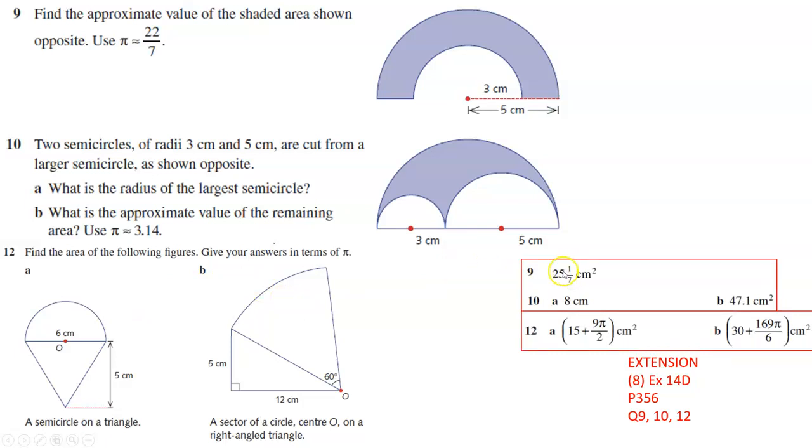The answer to question 9 won't be exactly that, because obviously you're not going to use pi equals 22 over 7, you're going to use the pi button.